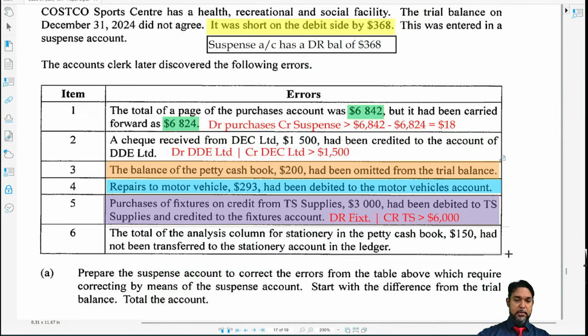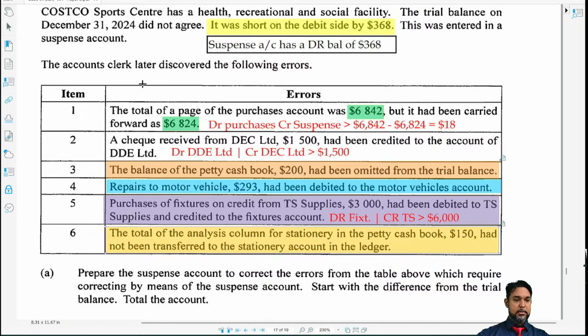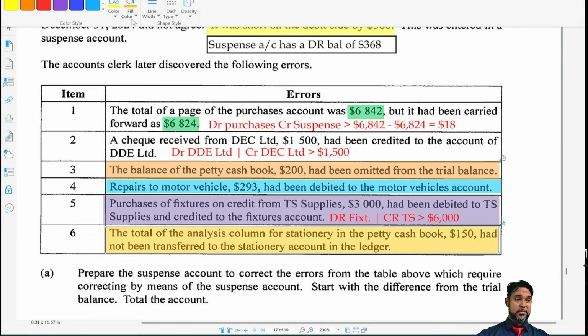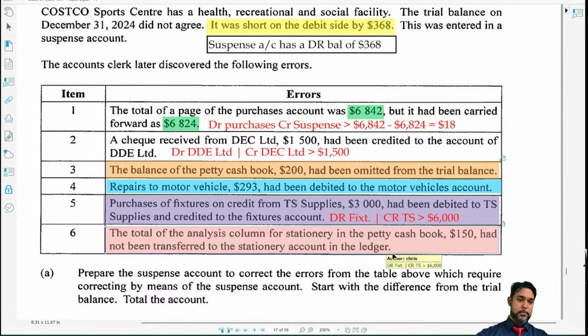Okay, one sec. Do I have any colors left to use, boy? I guess we could use that one. Hold on, I could use this one. Yeah, okay.